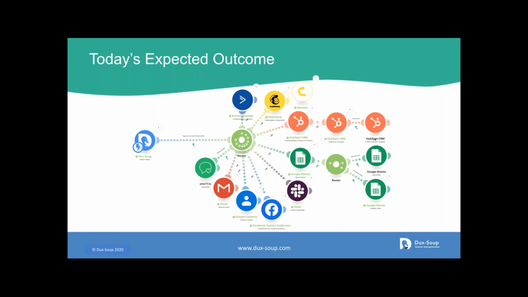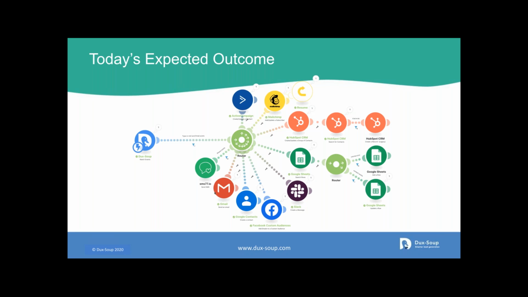What you can see today is this complex outcome, or what you can expect. We will showcase that we will grab data from dux-soup, and we will try to save them to ActiveCampaign, MailChimp, HubSpot, Google Sheets. We will send the Slack message as a notification that you have new lead. We will add your new leads to Facebook custom audiences. We will save them to Google Contact.